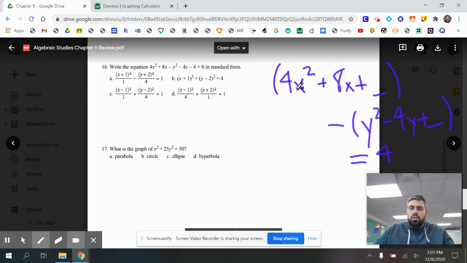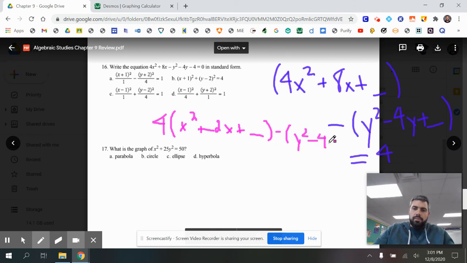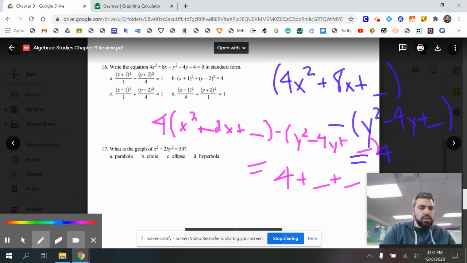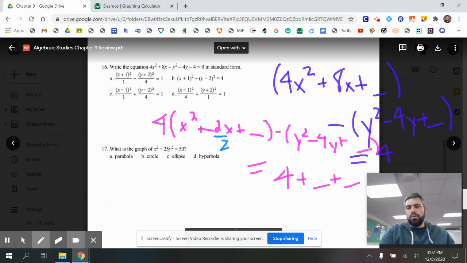So the first thing we are going to do is factor out that 4 from the first one. So we factor out the 4, and we're left with x squared plus 2x plus blank. And then we have minus, and now there's nothing to factor out of the y squared, so it's just going to be y squared minus 4y plus blank. And then that's going to be equal to 4 plus blank, which are going to be the blanks from our two problems, right? And so half of 2 is 1, 1 squared is 1, 4 times 1 is 4, okay?